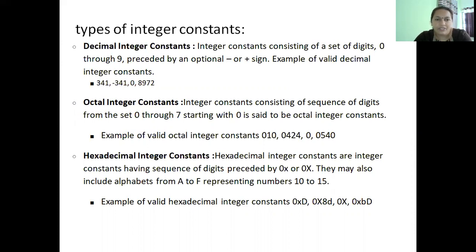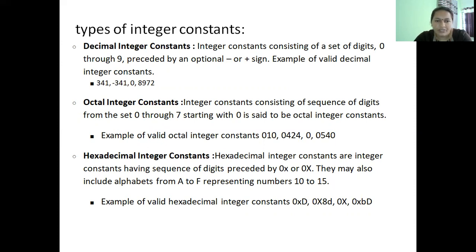The next type of integer constants are octal integer constants. The octal integer constants contain numbers from the octal number system. They have a combination of digits 0 through 7, which are the only valid ones. And the octal integer constants always begin with a 0. Examples of valid octal integer constants are 010, 0424, 0, and 0540.